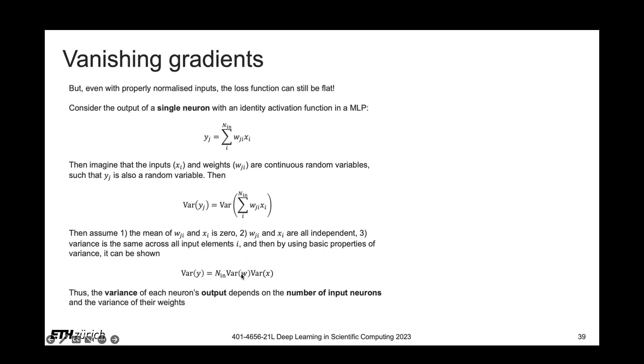It's the multiplication of the variance of w and x, but also, importantly, times the number of inputs to that neuron. Remember, the neuron has one output and multiple inputs in a fully connected network. So what you're seeing is that the variance of y is not necessarily equal to the variance of x. It depends on the variance of w and the number of inputs.